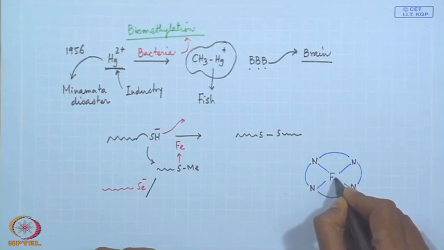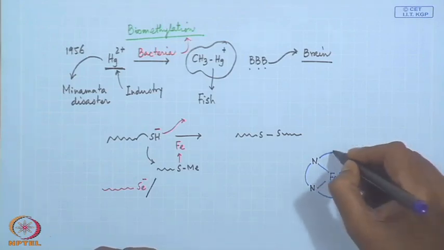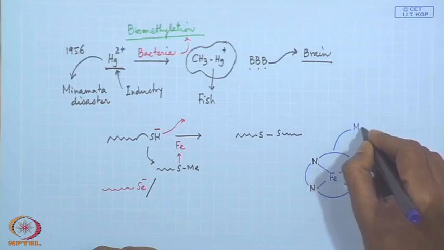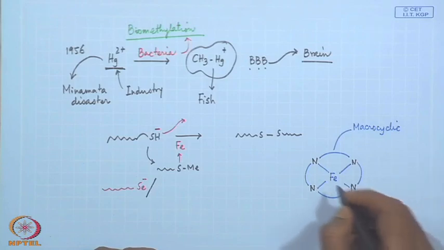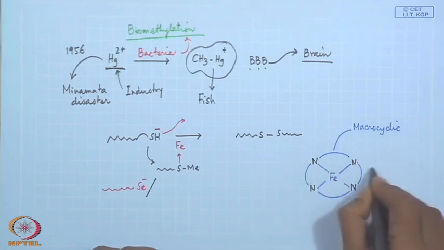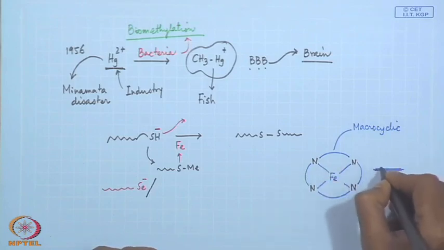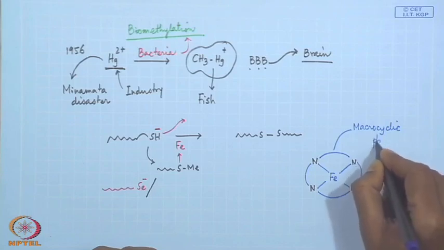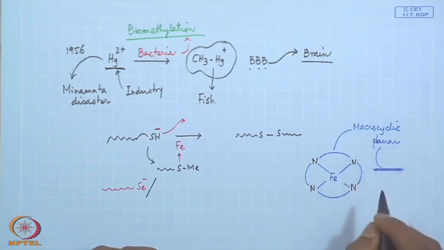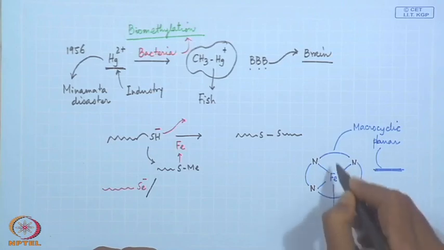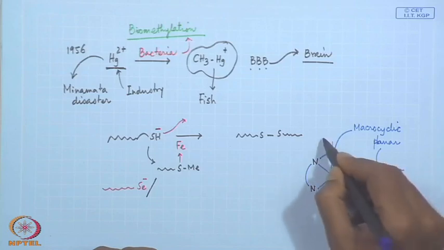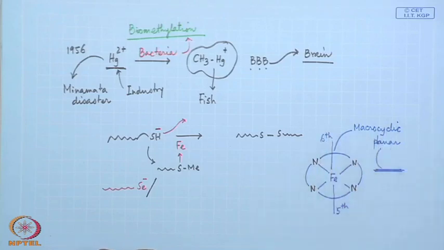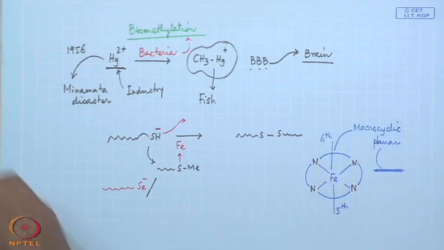So, if we have iron at the center, we have a corresponding macrocyclic ligand, and this particular one is basically a planar molecule which is planar after metal ion coordination. So, we can also have the vacant sites from the 5th coordination and from the 6th coordination. So, these basically give rise to the corresponding macrocyclic structure.